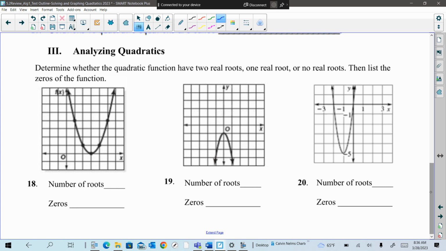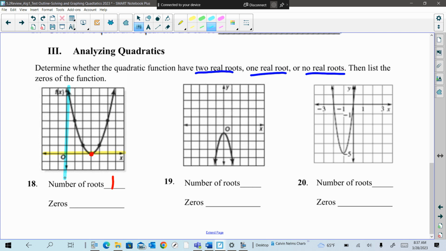So the first thing they want you to do here is just determine if there's 2 real roots, 1 real root, or no real roots. Then list the zeros if there are any. On this first one, what's our number of roots? The roots are where we have an x-intercept. It's 1. Right here, it only touched the x-axis. I don't know if y'all can see that, but the x-axis is right here, and your y-axis is over here, the function. The curve only touches the x-axis once.